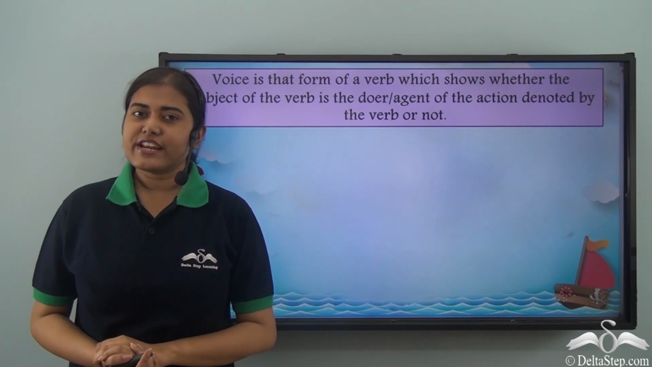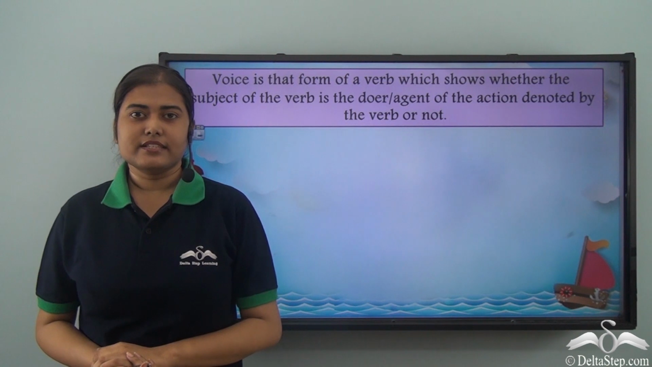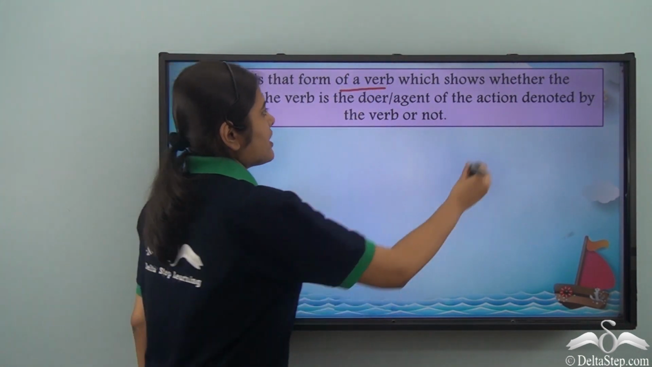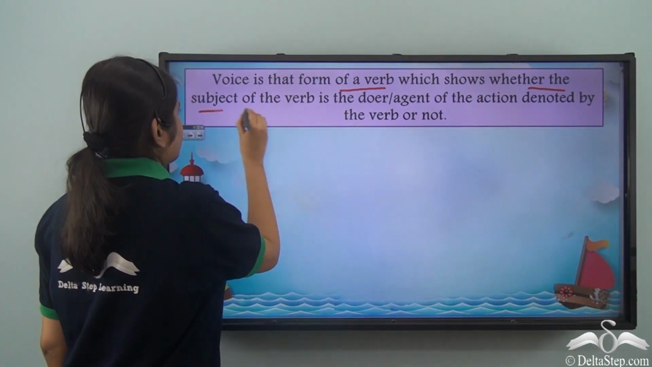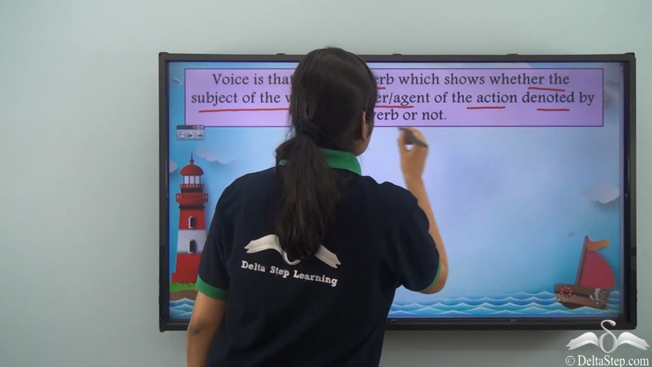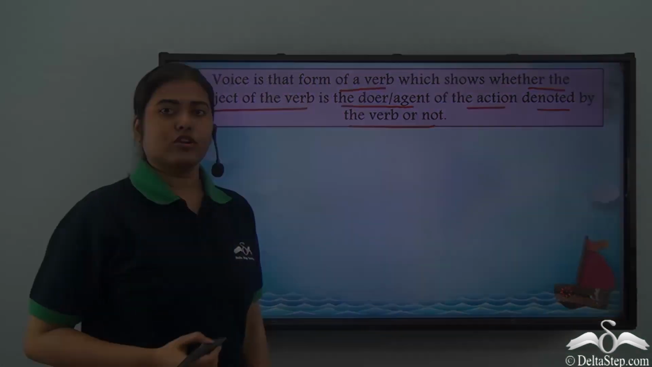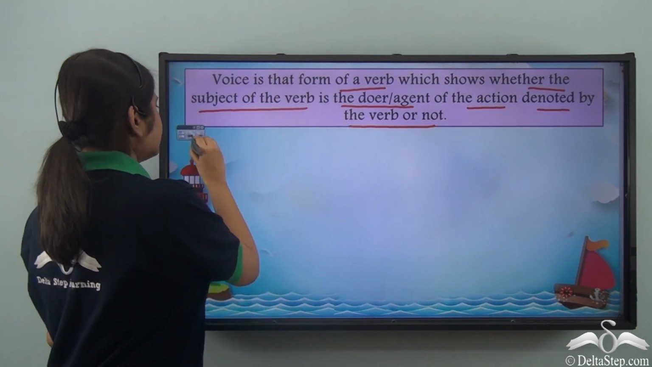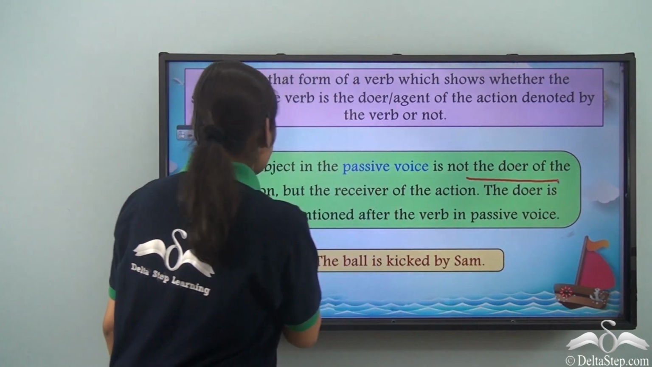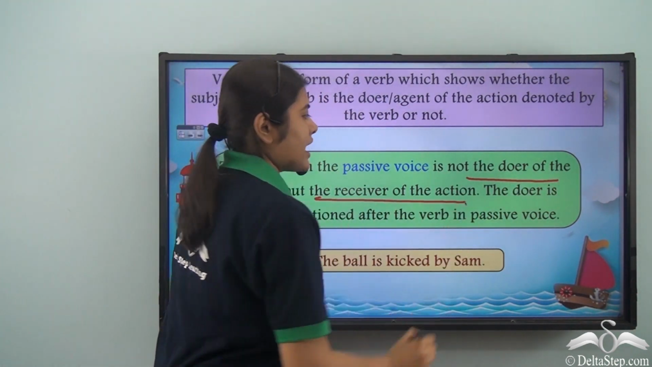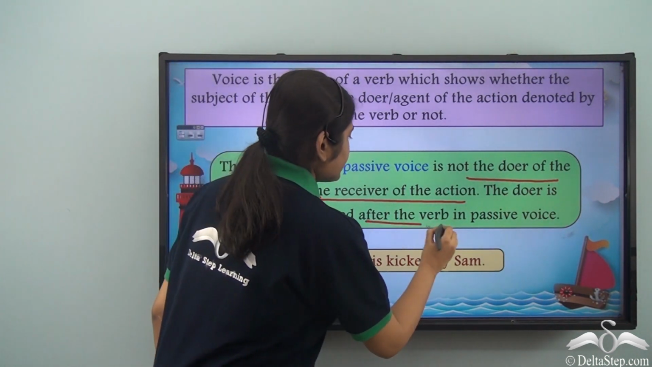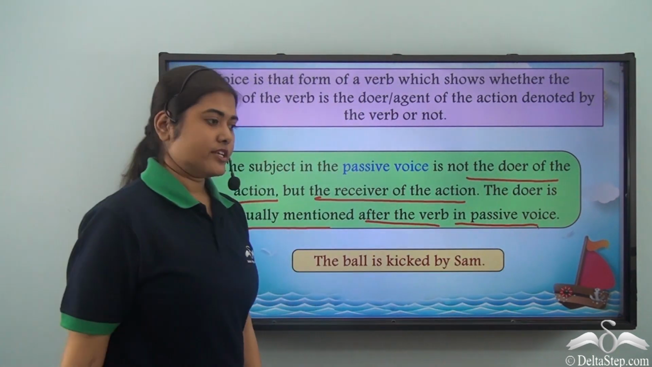We have already learned about what a voice is. A voice is that form of a verb which shows whether the subject of the verb is the doer or agent of the action denoted by the verb or not. We have also learned that the subject in the passive voice is not the doer of the action but the receiver of the action, and the doer is usually mentioned after the verb in passive voice.